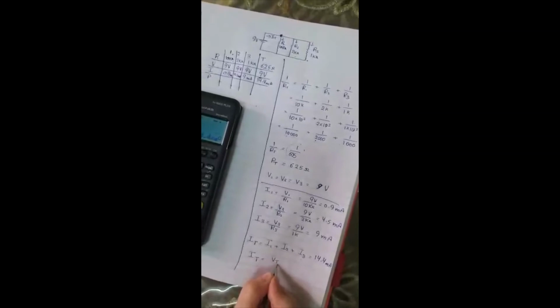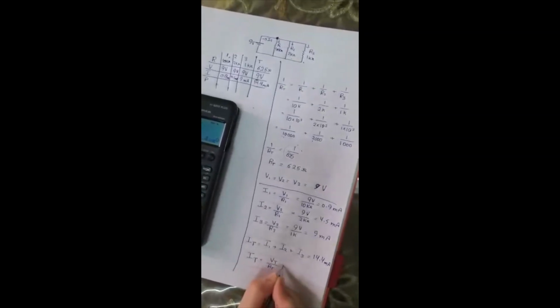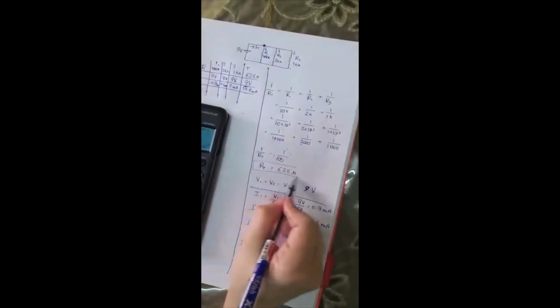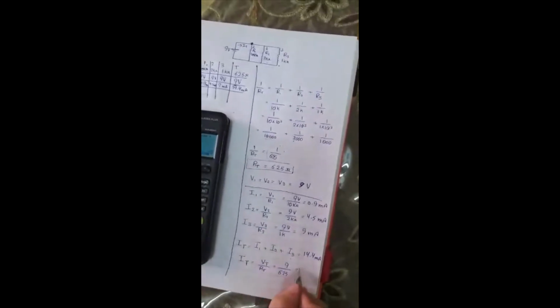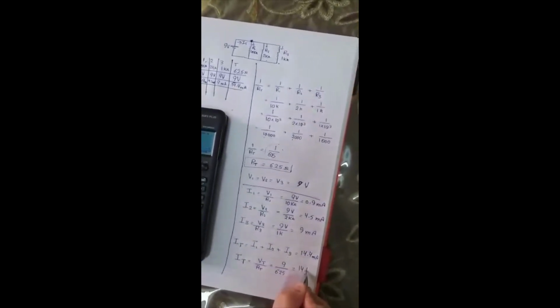Another way that you can use to find the total current is simply using Ohm's law again. I total is equal to V total over R total. 9 over R total, which is 625. Nine divided by 625, 14.4 milliampere. Same value. Of course, you will get the same answer.